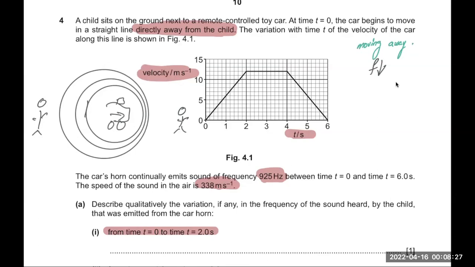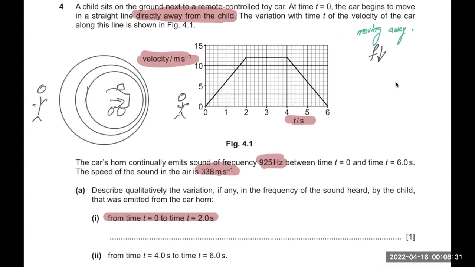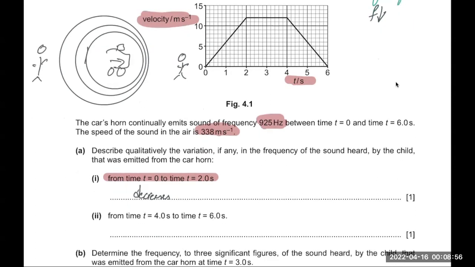And between 0 and 2, the speed is increasing. As the speed increases, the observed frequency decreases because it's moving away with a greater velocity. That's part one: decreases. Now, from time t equals 4 to t equals 6.